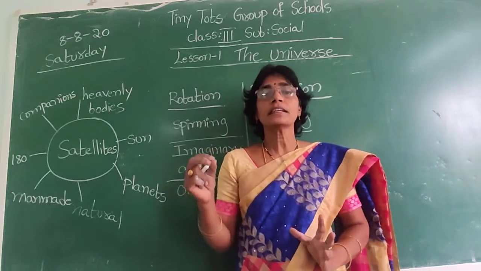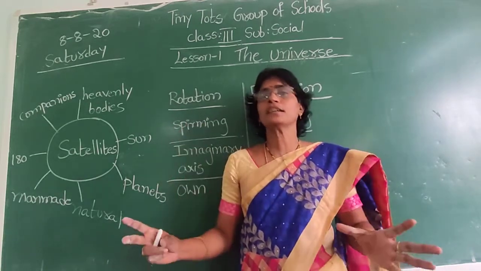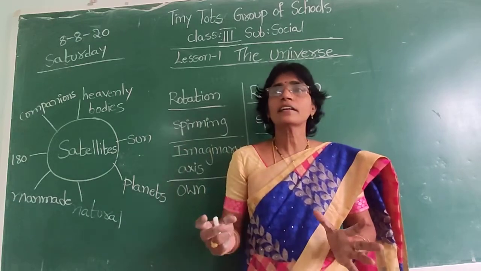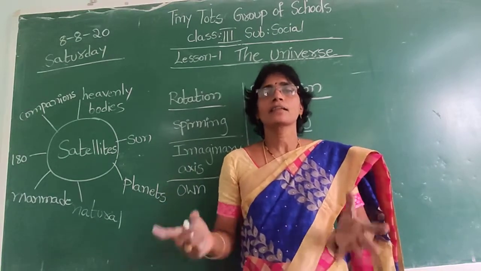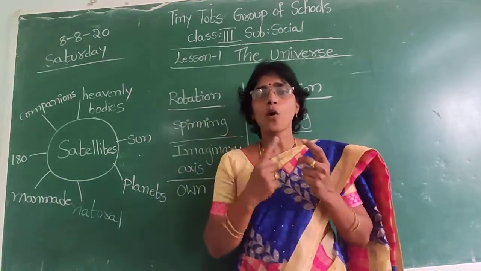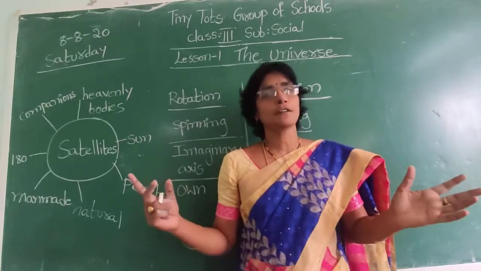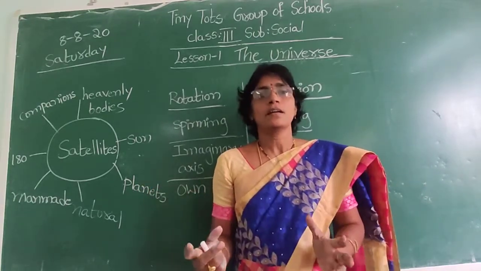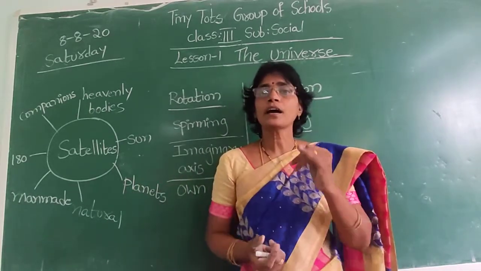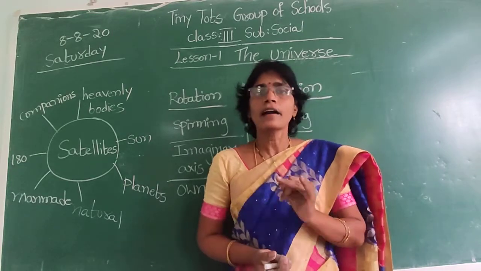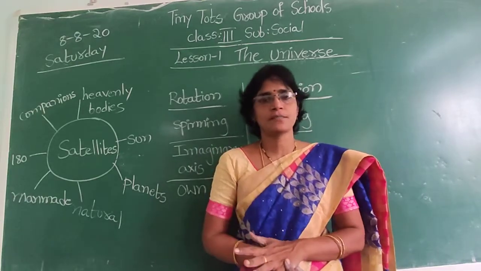The universe is everything which exists, everything in the world. That is called universe, and it is formed by Big Bang. Because of the Big Bang, the sun, the planets, the comets, asteroids, meteors and satellites, everything were formed. So we are in the solar system in the Milky Way galaxy. The sun is a star, and there are eight planets also. They have different features.